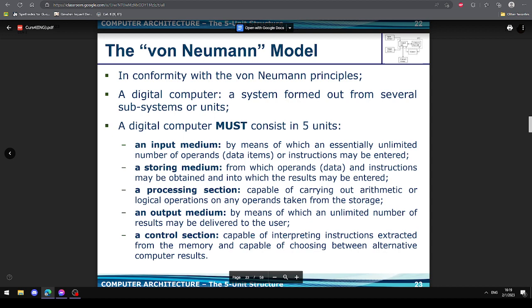An output medium, by means of which an unlimited number of results may be delivered to the user. A control section, capable of interpreting instructions extracted from the memory and capable of choosing between alternative computer results.